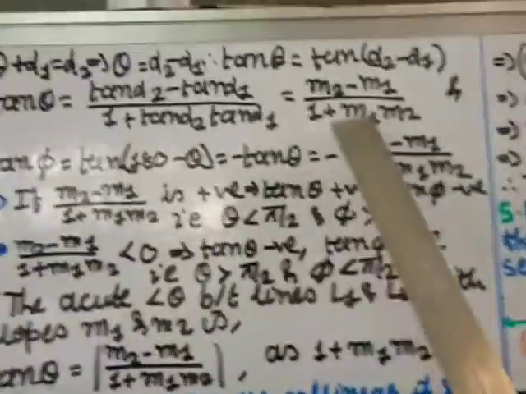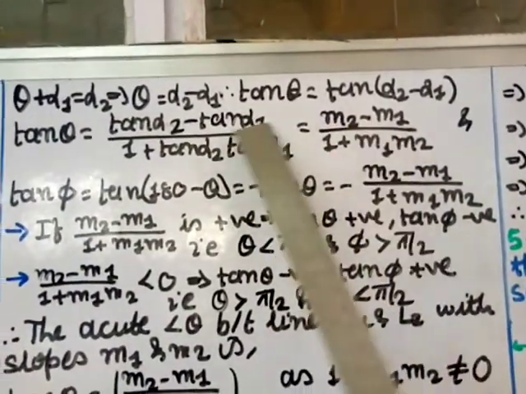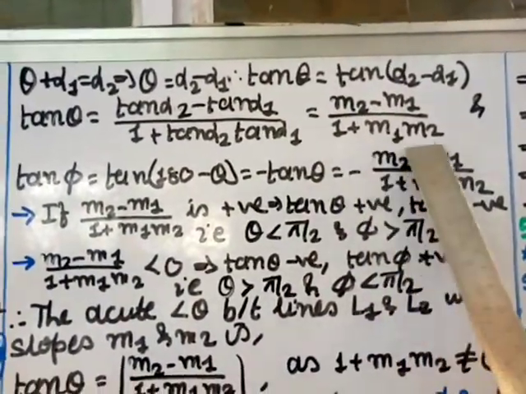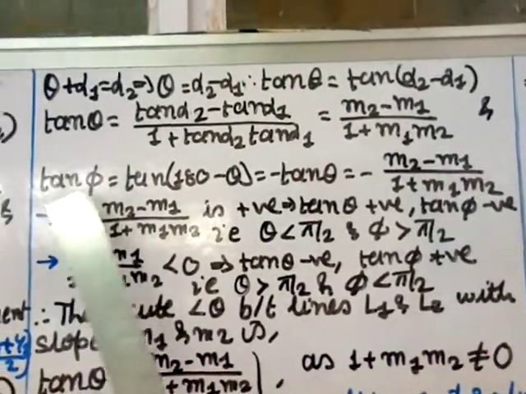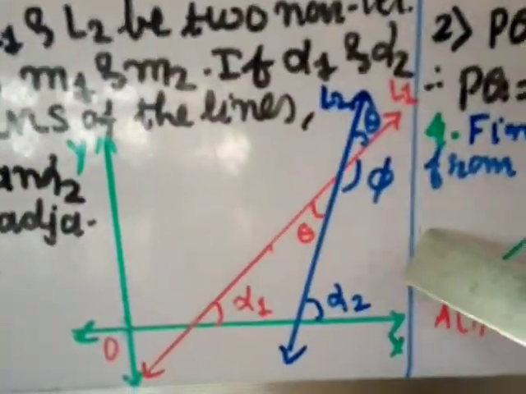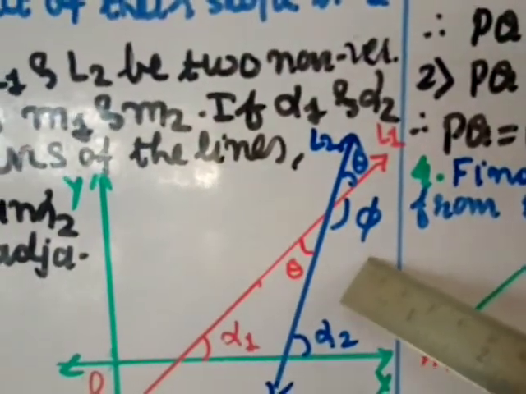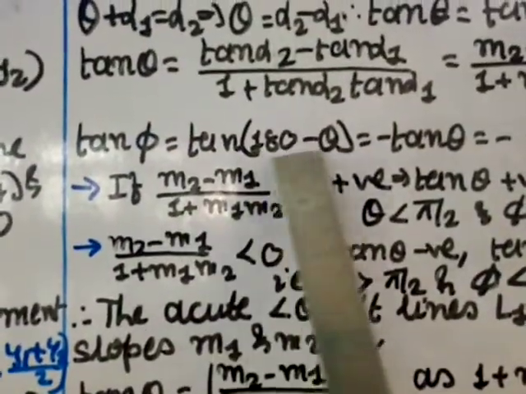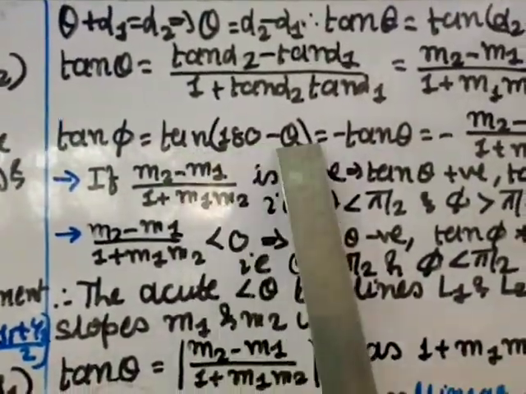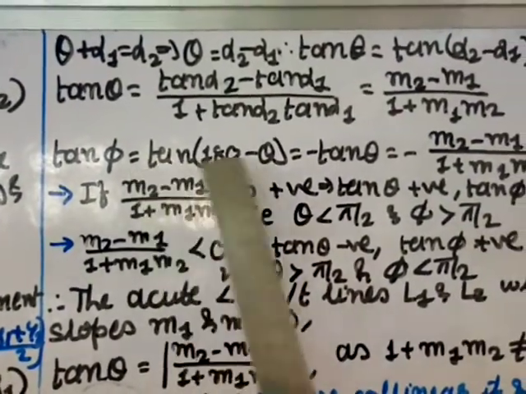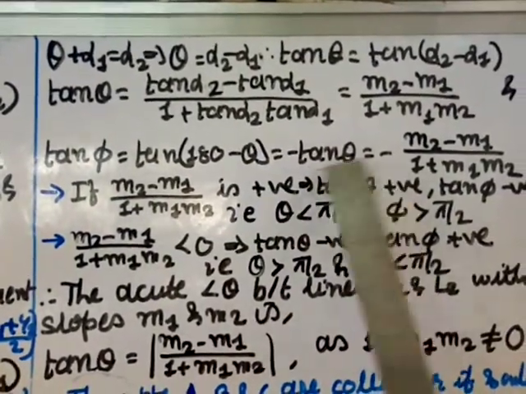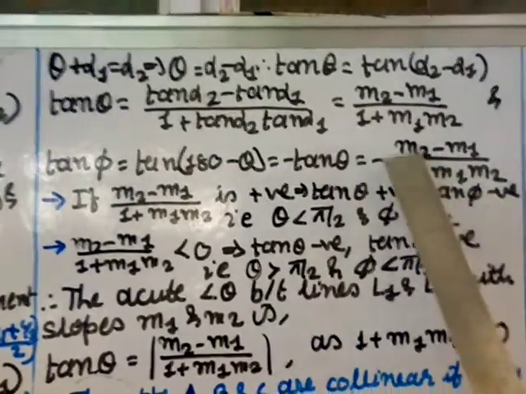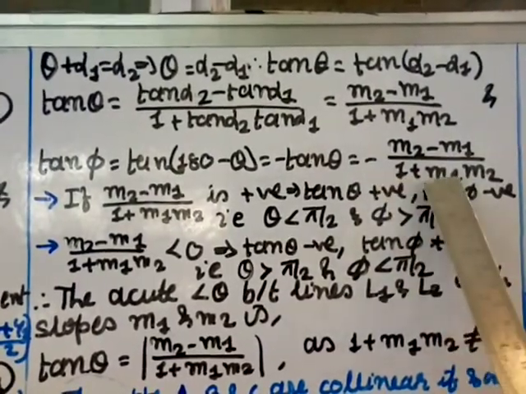So let us place the values. This one is m2 minus m1 divided by 1 plus m1 m2. And tan phi, the second angle; here the angles are theta and phi both. First we found this, now we'll find this. Phi in terms of theta is 180 minus theta, so we place tan of 180 minus theta. Now 180 minus theta is in the second quadrant, so this value is minus tan theta. So minus tan theta, what you found here, place here: m2 minus m1 divided by 1 plus m1 m2.